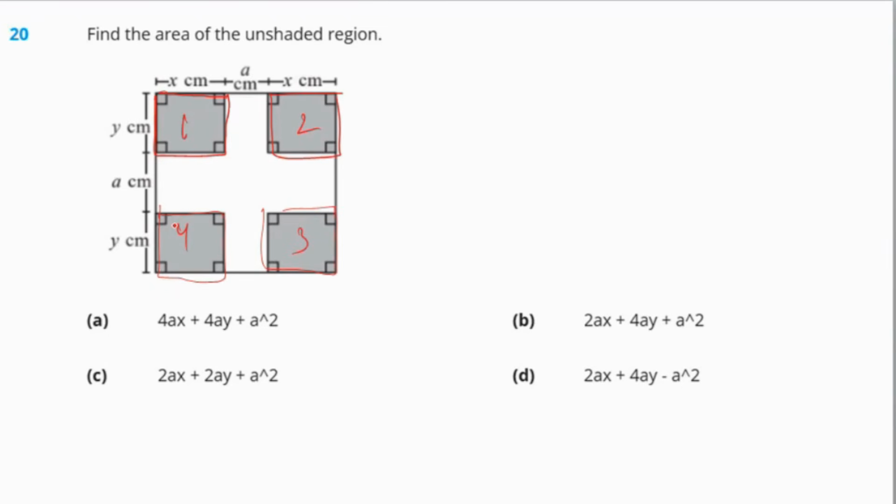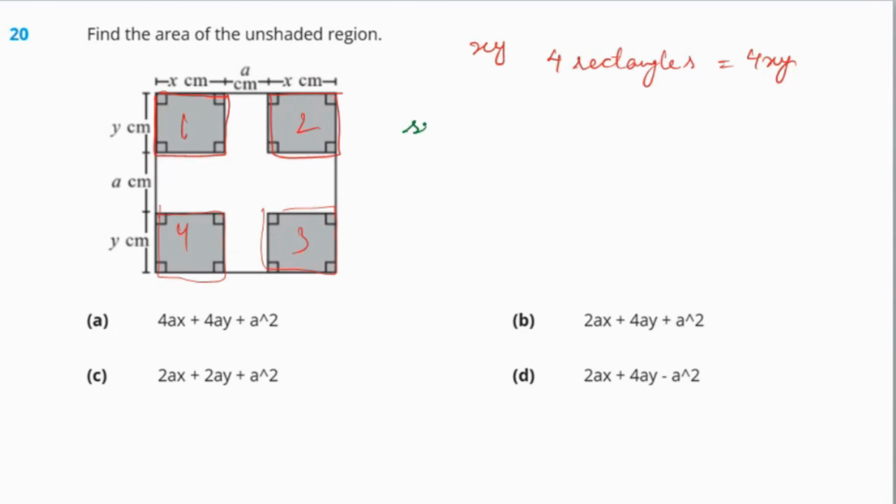So if we go with that, we will be getting the area of one rectangle as xy. Since we have four rectangles of the same size, the area of the four rectangles we will be getting as 4xy. And the area of the entire figure we need to take.